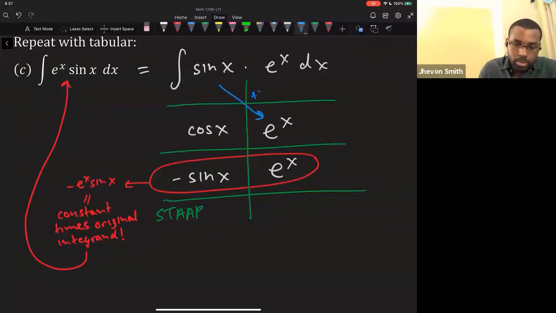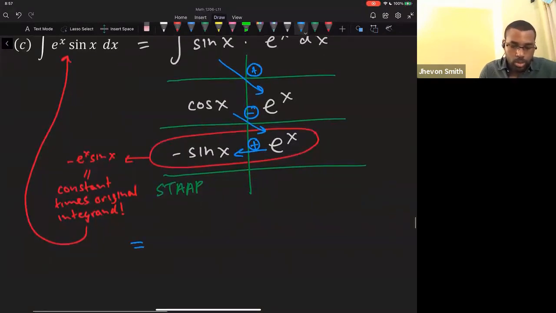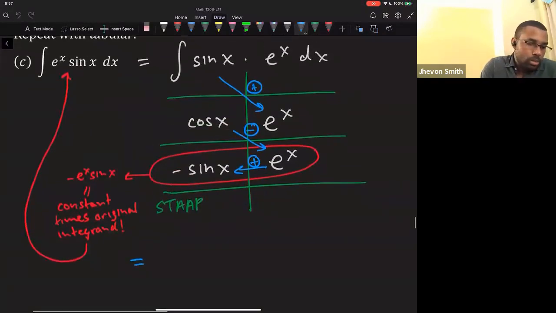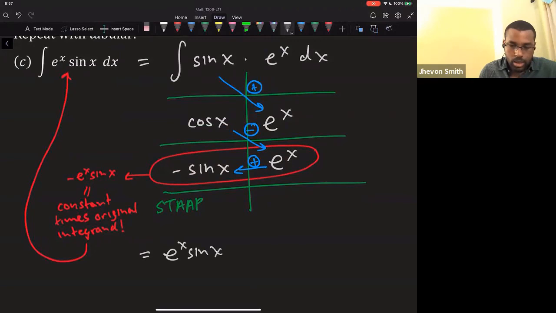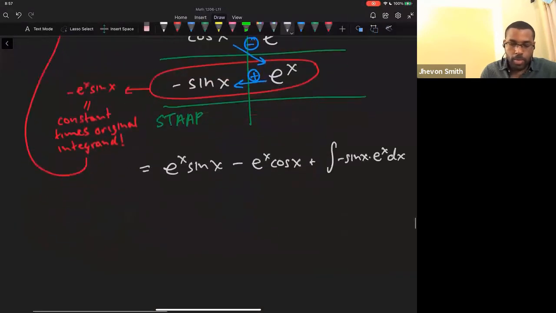This times this, positive sign, this times this, negative sign, this times this, positive sign. So this would give me e to the x sine of x minus e to the x cosine of x plus an integral of minus sine x times e to the x dx.